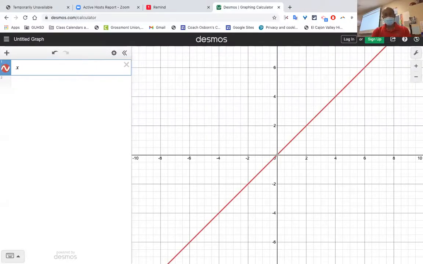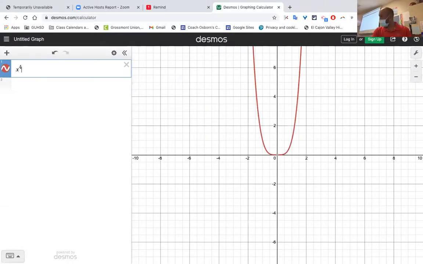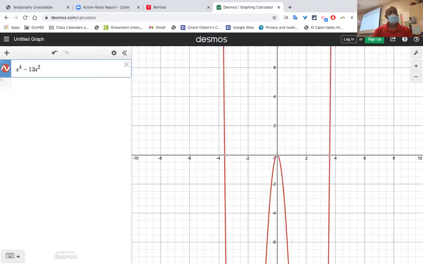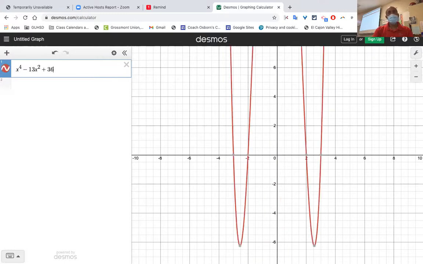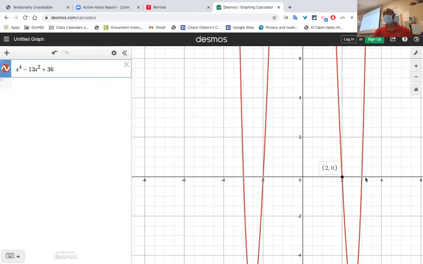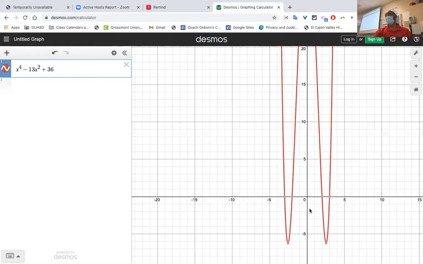So I'm going to type in, let's say, x to the fourth minus 13x squared plus 36. Okay, so let's zoom in, check it out. Over here, I got -2, -3, 2, and 0. So this graph crosses 4 times, and all 4 roots are integers. That kind of makes it easy for me on this one.